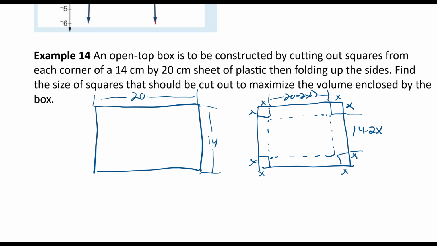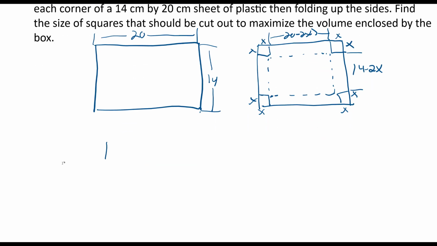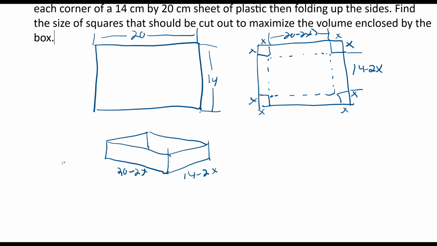So we want to find the size of the squares that should be cut out to maximize the volume. By the way, for the image when you fold it up, I'm going to do my best to do a three-dimensional looking image. It'll be something like that. So this side is 14 minus 2x, this is 20 minus 2x, and the height here is just x. So our volume is going to be x times 20 minus 2x times 14 minus 2x.